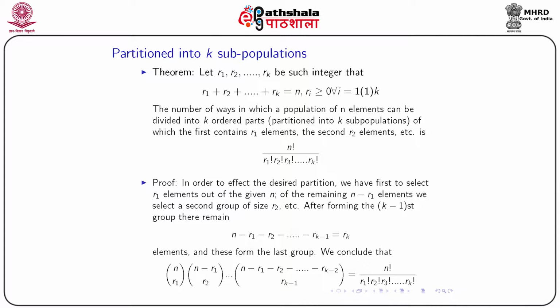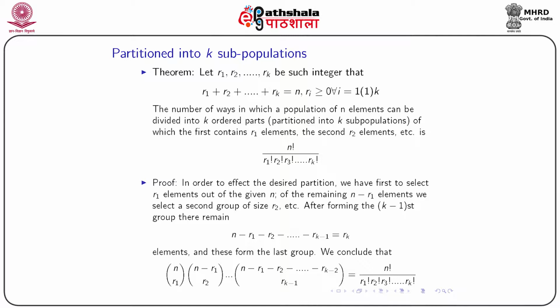We state the theorem. Let r1, r2, r3, ..., rk be integers such that the sum of all these ri's equals n, so r1 plus r2 plus r3 plus ... plus rk is n, and all ri are greater than or equal to 0 for i from 1 to k. Ri greater than or equal to 0 means any cell can contain no ball or more than 1 ball.